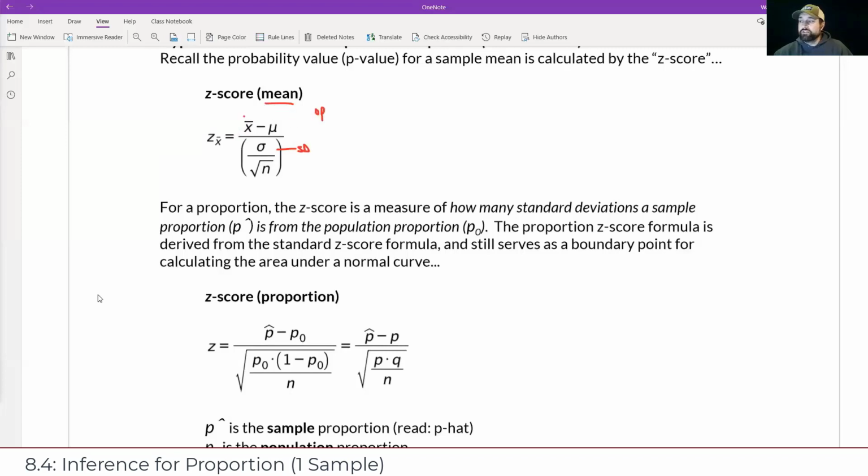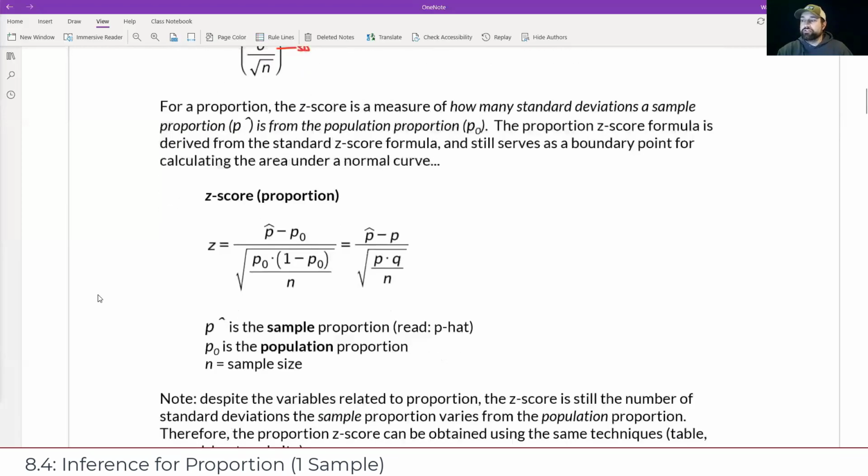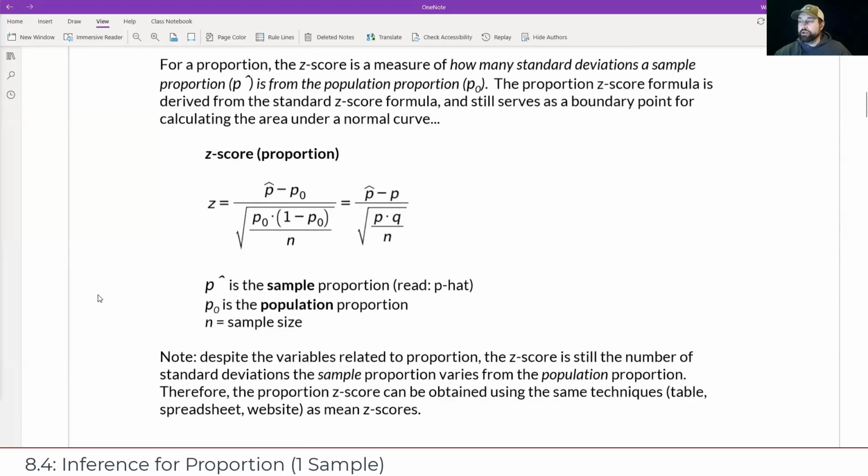We don't have means. We don't have these values. Instead, we have proportions. So we need a different equation to calculate our z-score. And here is the equation to calculate the z-score for a proportion. So this is the proportion of the sample. So that is this guy. And this is the proportion of the population. And so you're going to find the difference in the proportions of the sample and of the population.